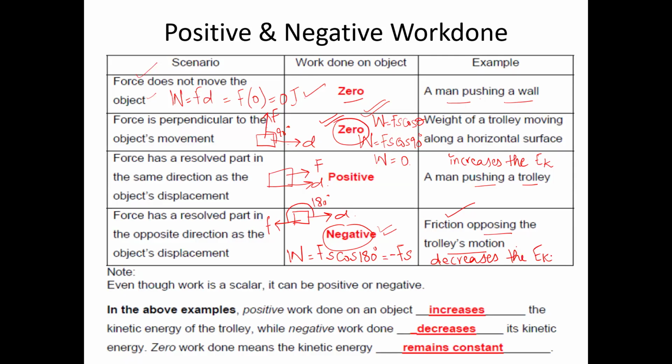Yes, sir. Right. At the bottom there are some points written, so just keep them in your mind as well: positive work done always increases the kinetic energy of the trolley, while negative work done decreases the kinetic energy of the trolley, and zero work done means the kinetic energy will always remain constant if any object is moving. So if an object is moving in such a way that its kinetic energy is constant, it means the work done in this case is equal to zero.